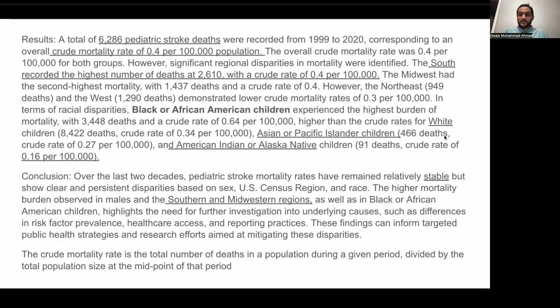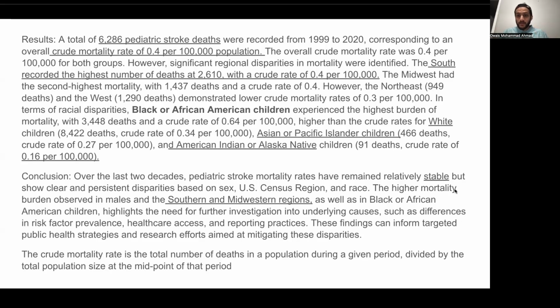We did see that the white population had 842 deaths, but their mortality rate was around 0.34 per 100,000. Yeah, that was for the white children. Let's come to Asian or Pacific Islander race. That's 466 deaths, so their crude mortality was 0.27 per 100,000 people. And then American Indian or Alaska Native children had 91 deaths, so crude mortality was 0.16 per 100,000.